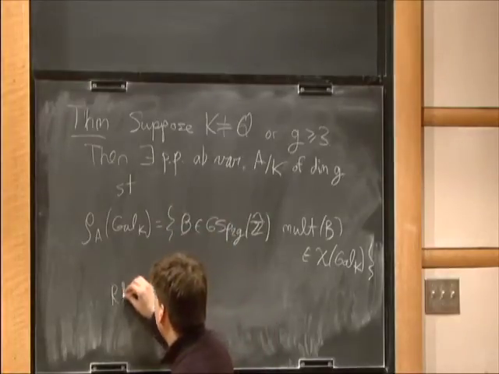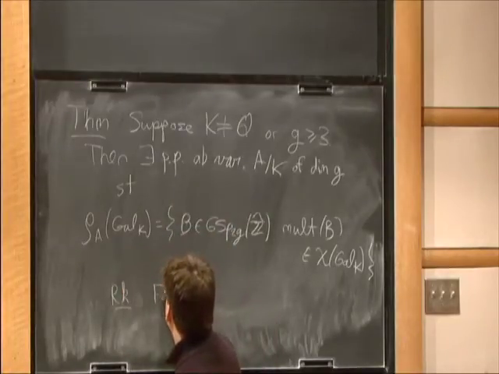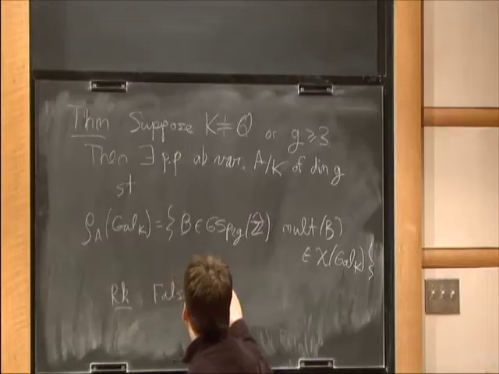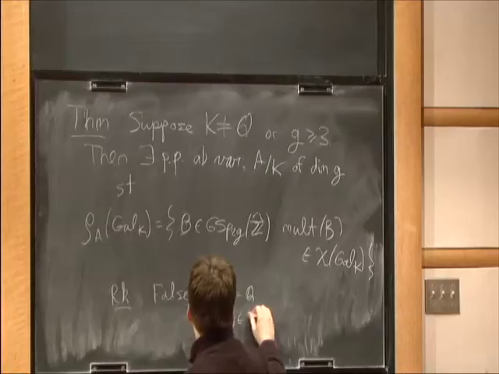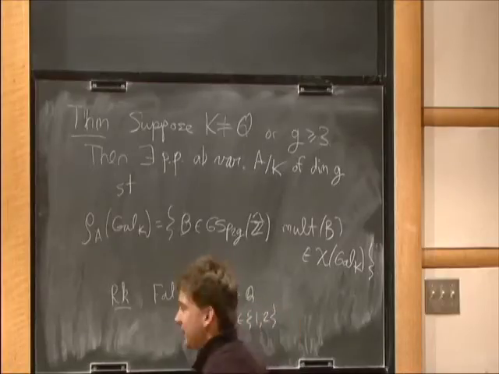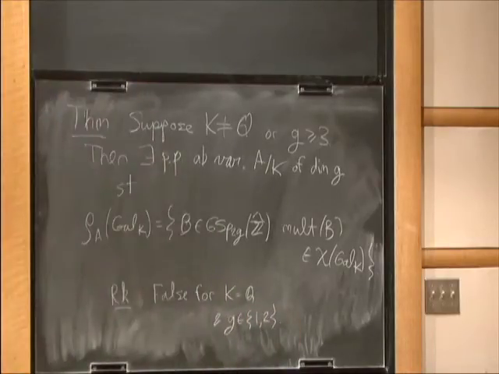Just a remark, it's false for K equals Q and G equal to 1 and 2. So it's not true. That should at least convince you that something non-trivial is happening, so for genus 2 or dimension 2 abelian varieties, there's an additional constraint somewhere.